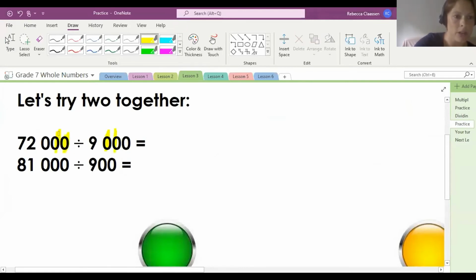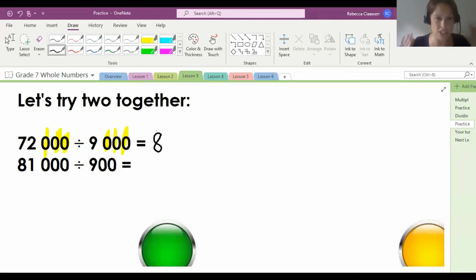I'm going the wrong way around, but that's okay. And what do I get left with? 72 divided by 9. And 72 divided by 9 is 8. And there's my answer. It's 8. And I don't have to do any of that long division stuff. That's it. Done. Finished. Mind blowing.